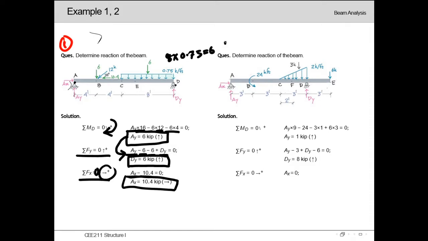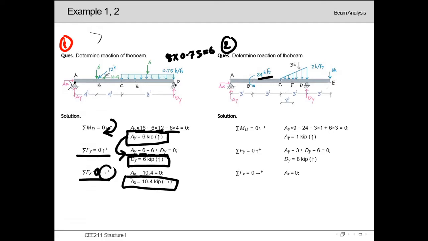In example 2, the loading type is a bit different, and we can see here another external moment is available on this beam AE. And the support conditions are almost the same. Here is a pin support and a roller support. This pin support will be replaced by two reactions, and this roller support will be replaced by a single reaction, which is Dy. Firstly, denoting the reactions first.